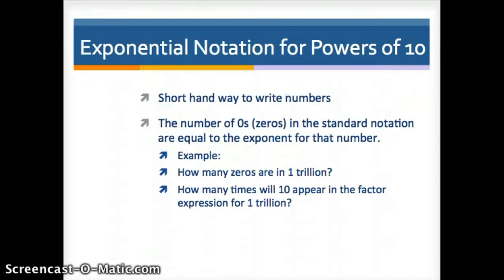Exponential notation for powers of 10. Remember, it's the shorthand way to write numbers. The number of zeros in the standard notation is equal to the exponent for that number. An example, how many zeros are in 1 trillion? How many times will 10 appear in the factor expression for 1 trillion?